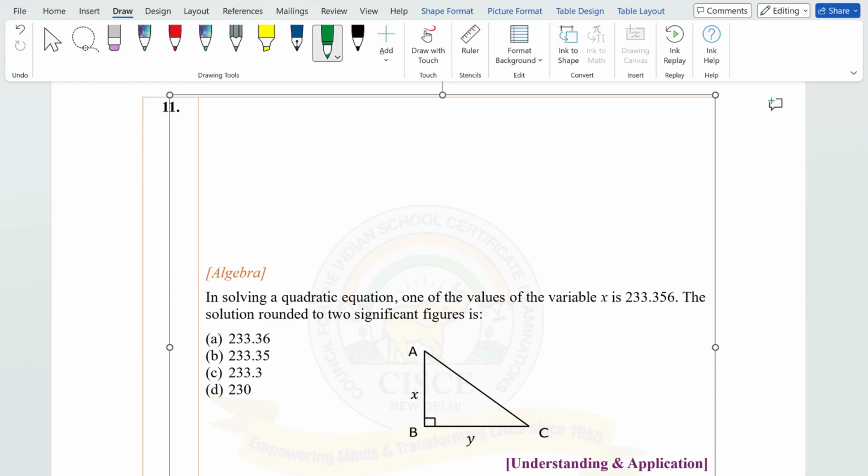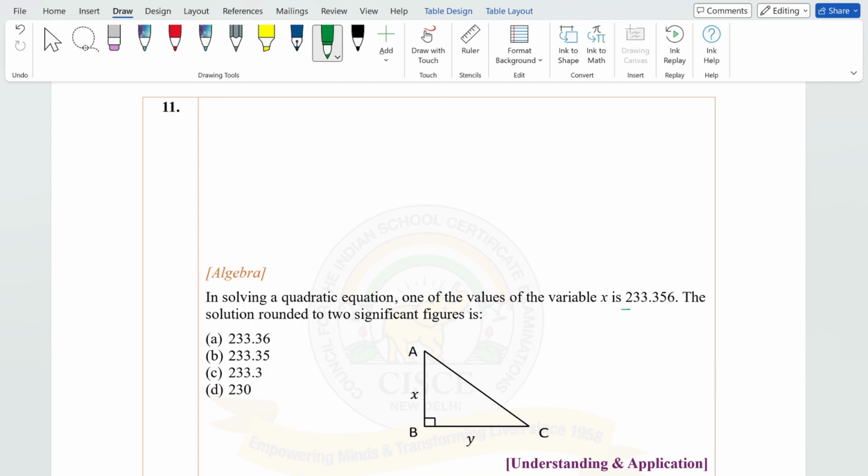So question number 11. In solving a quadratic equation, one of the values of the variable is 23.3356. The solution rounded to two significant figures. 2 is the first significant figure, 3 is the second significant figure. We have to round the 23. To round 23, we have to see this one, 3. This is 23, we have to round.